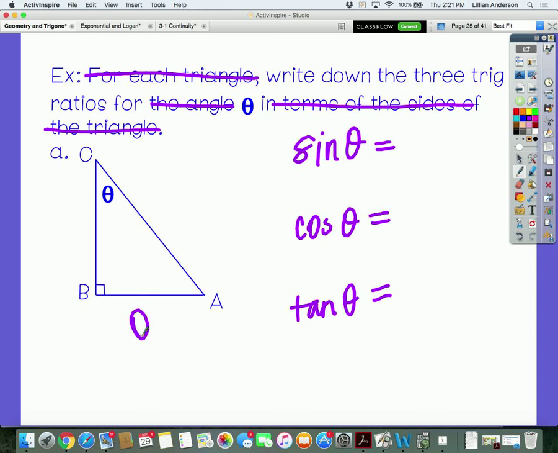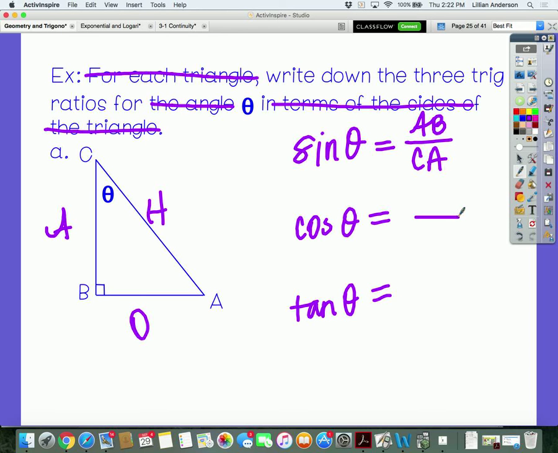What are your sides? Which one's the opposite side? AB. What's your adjacent? CB. So this makes this your hypotenuse. And we know sine is 1 over what? Opposite over hypotenuse. So it's going to be opposite, which is AB, over CA. No need for the segment symbol here because we're talking about the actual lengths themselves. Okay, the ratio is the lengths themselves. That's what you have to do for this.